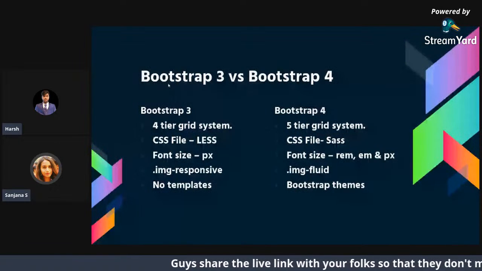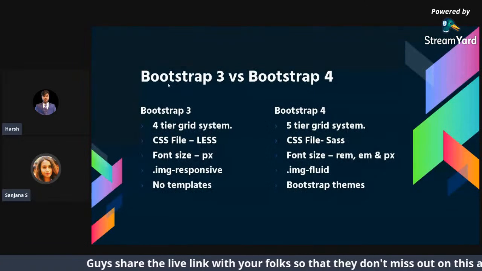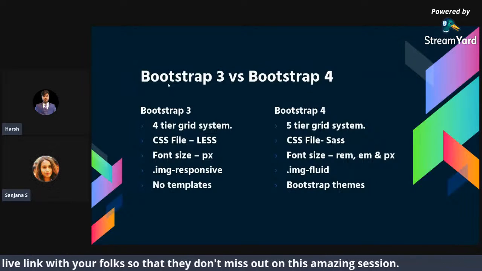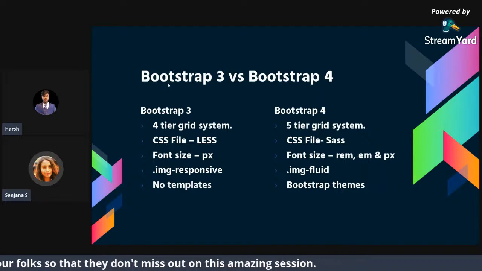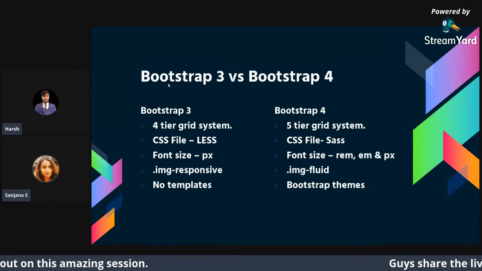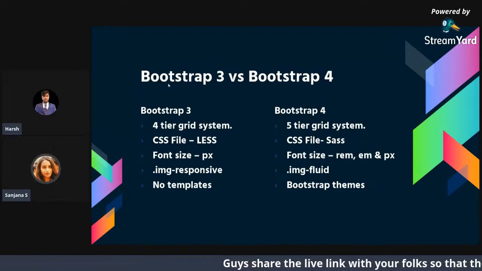So let's talk about the differences between Bootstrap 3 and Bootstrap 4. The first significant change here is the grid system. So Bootstrap 4 now has a 5-tier grid system, which uses extra small, small, medium, large, and extra large. So this helps make your sites even more responsive than what was possible before.